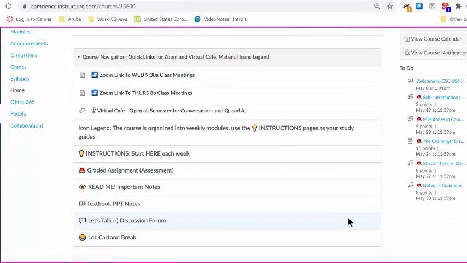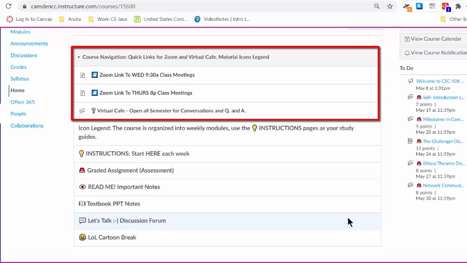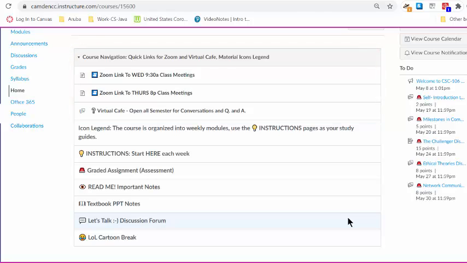It is organized by week, and the first module includes navigation links to the Zoom meetings that are scheduled for Wednesday morning at 9:30 and Thursday evening at 8 p.m. These are my open office hours for the summer semester. They're not mandatory, but I will be online and available for any questions or issues that need immediate response.